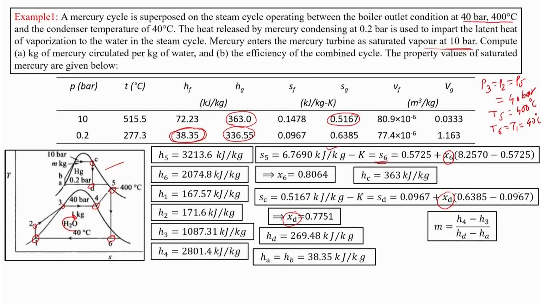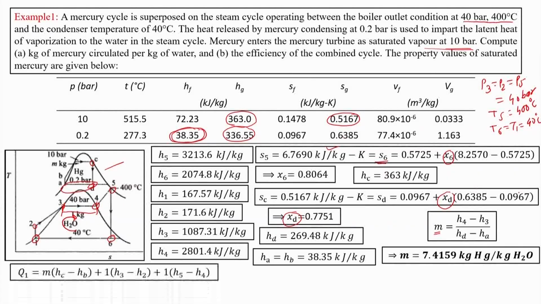This gives us the formula for the mass flow rate of mercury, or fraction of mercury required per kg of steam flow rate, which is equal to H4 minus H3, the latent enthalpy rise for the steam, divided by the heat rejected by the mercury, which is HD minus HA. So knowing all the enthalpies, we can find out M, and that is 7.4159 kg of mercury per kg of water.